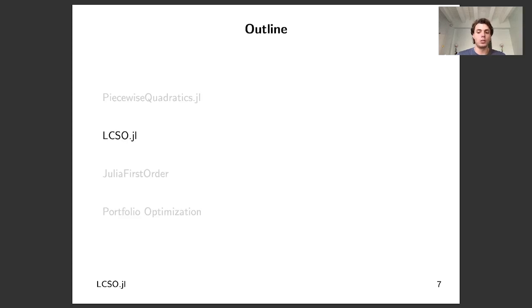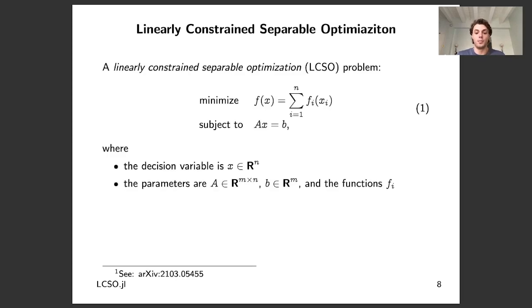So next, we'll talk about LCSO.jl, the package that motivated PiecewiseQuadratics.jl. We're focusing on linearly constrained separable optimization problems, or LCSO problems. Now, LCSO problems take the standard form as follows. The decision variable x is an n-vector. We have m linear constraints, and the objective f is separable about the dimensions of our decision variable. So we see that there are n terms in the summation.